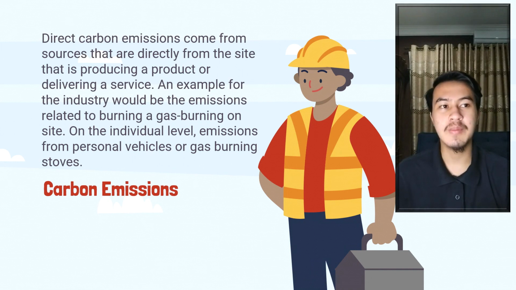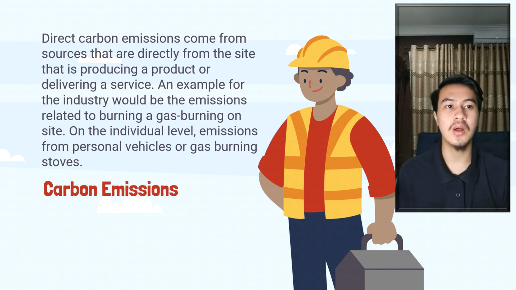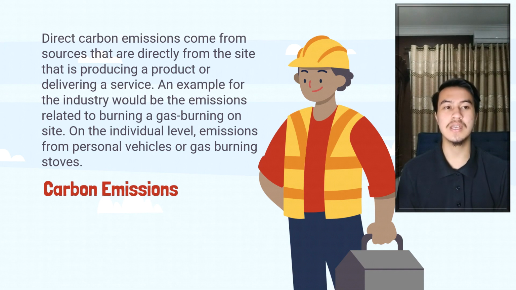Direct carbon emissions come from sources that are directly from the site that is producing a product or delivering a service. An example for the industry will be the emissions related to burning gas on site. On the individual level, emissions from a personal vehicle or gas burning stoves.